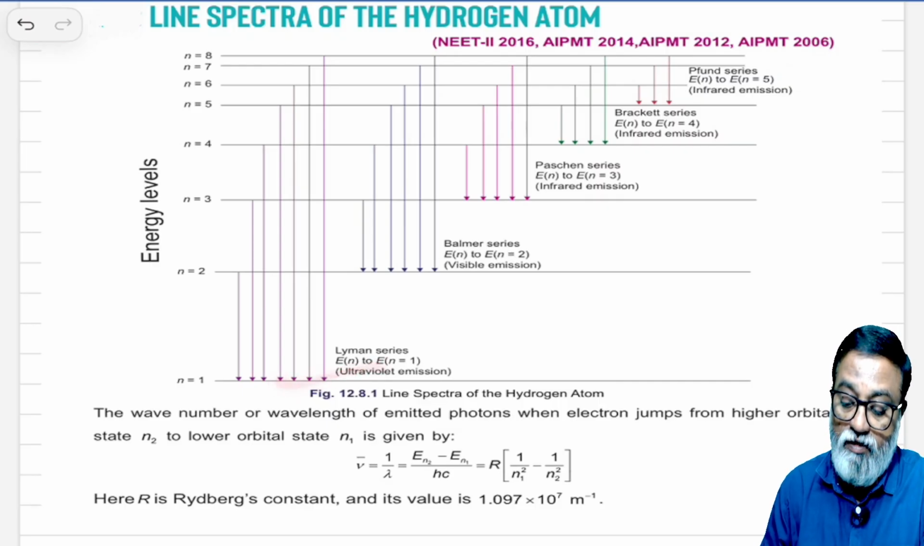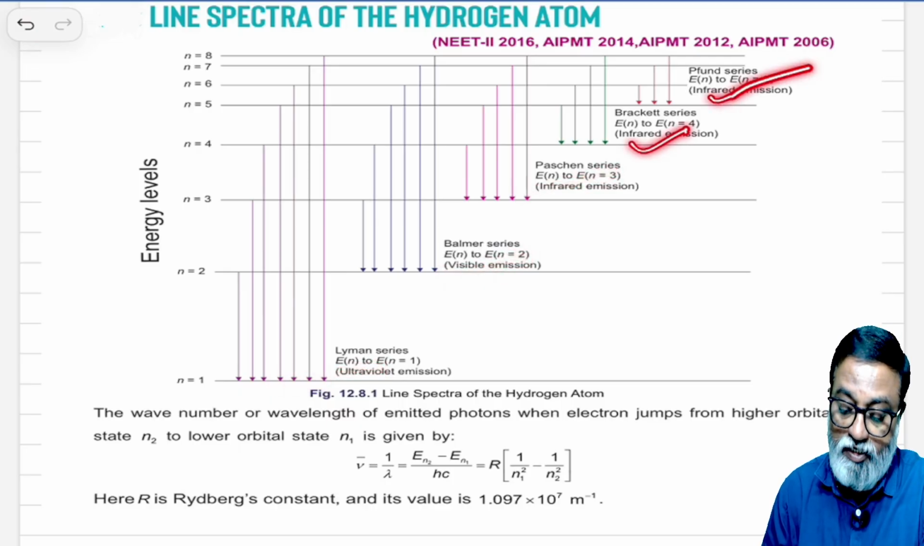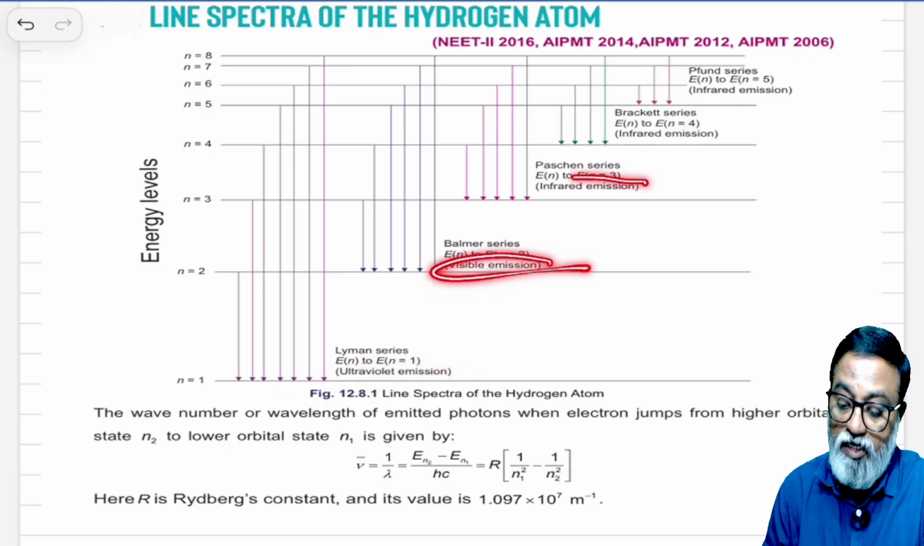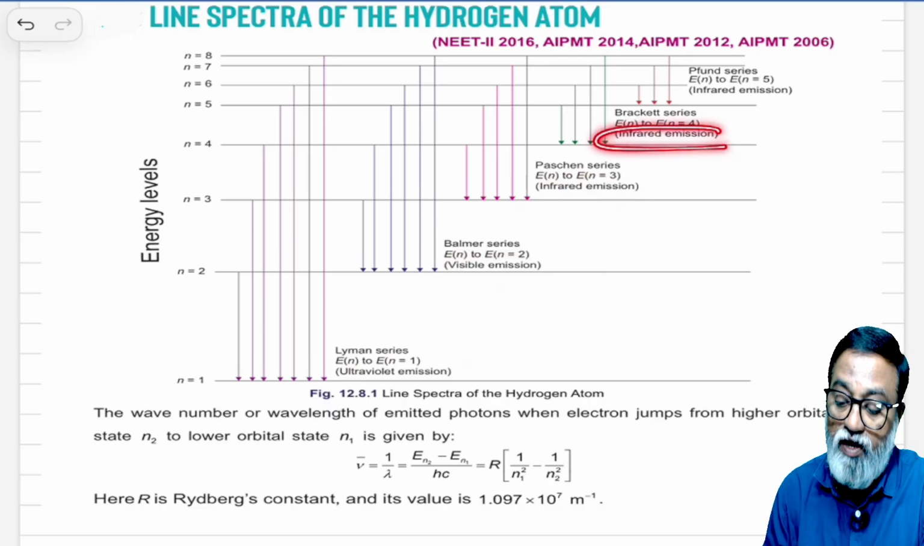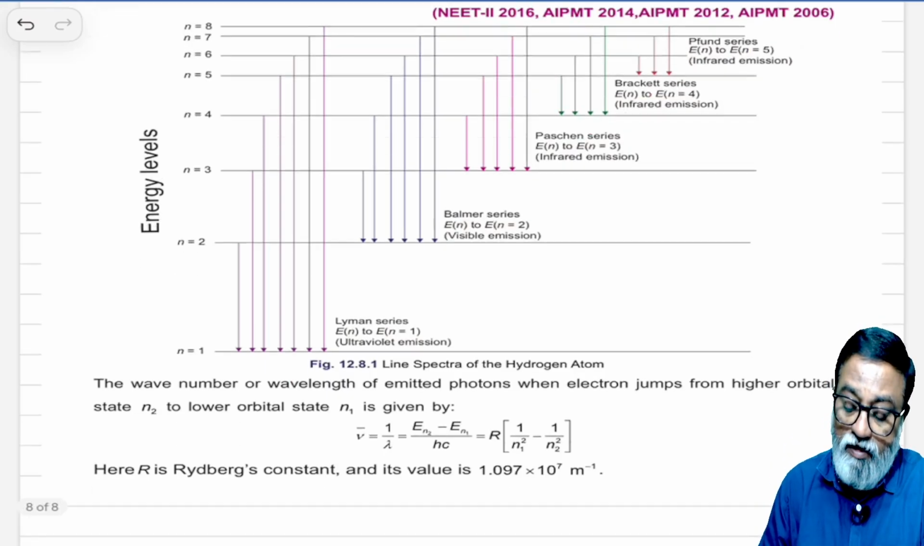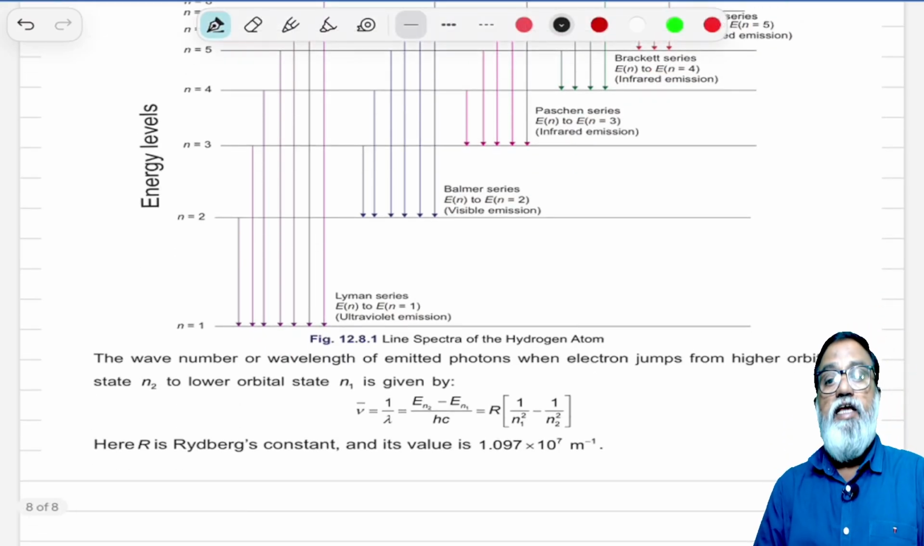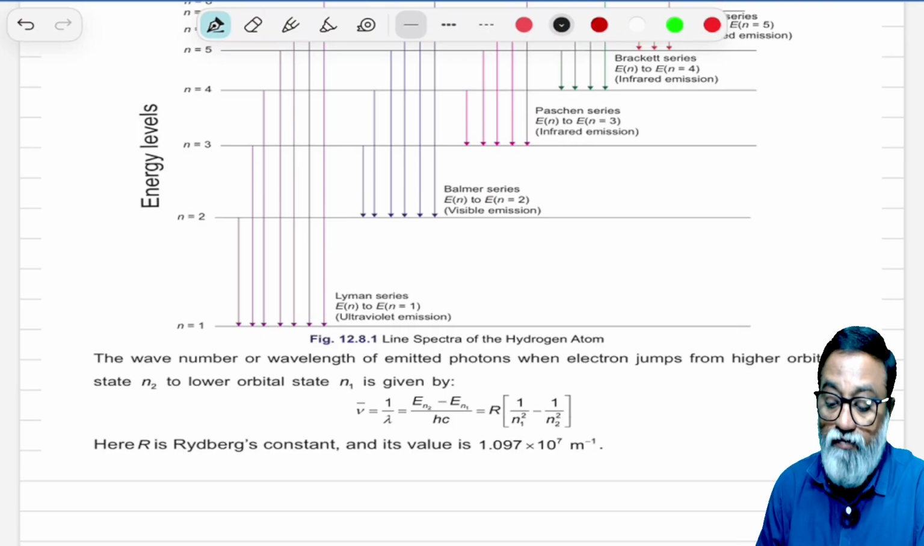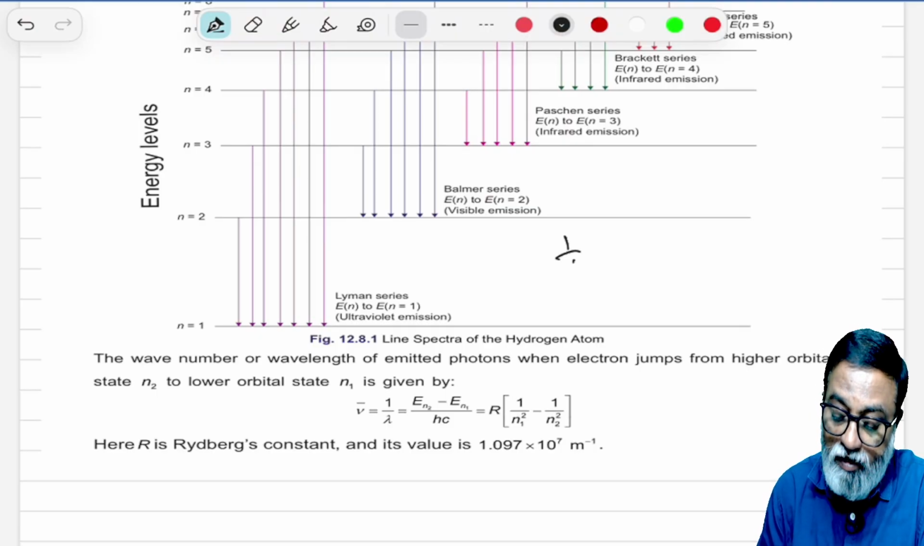Lyman series, Balmer series, Paschen series, Brackett series, Pfund series. These are in the ultraviolet region, visible region, infrared region. This is a far infrared region. This is also far infrared region. Here, whenever electron de-excitation takes place, the wavelength formula is very important.